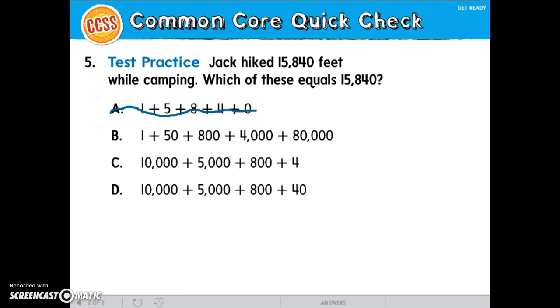Leave you with a couple of more. Take a little bit of time to figure out which one is correct. And the answer is going to come up on the screen in 5, 4, 3. Remember to pause if you need it to. 2, 1, and the answer is D.